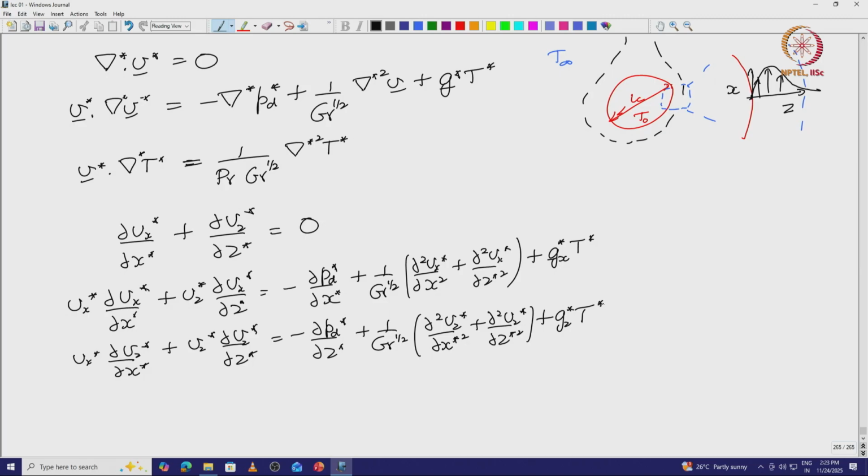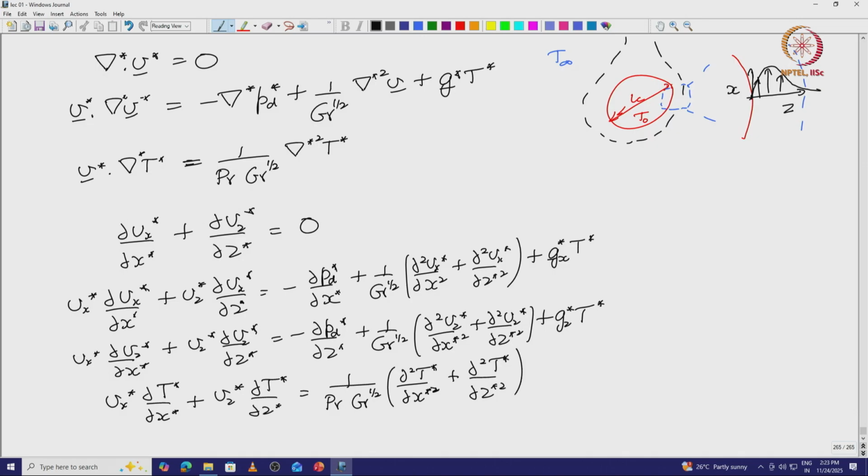And finally, the energy conservation equation: Vx partial T by partial x plus Vz partial T by partial z is equal to 1 by Prandtl number into Grashof number to the power half into partial square T by partial x square plus partial square T by partial z square.